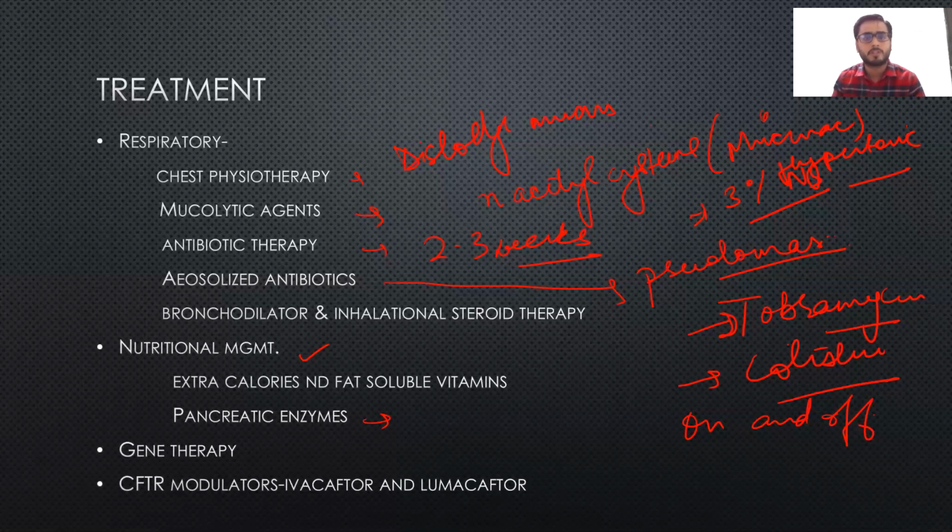This CFTR protein is constituted of 1480 amino acids. It can come as a multiple correct answer question. CFTR protein is composed of 1480 amino acids. Most common mutation is delta F508 mutation. Okay, delta F508 is the most common mutation. Next, autosomal recessive, I've already told you.